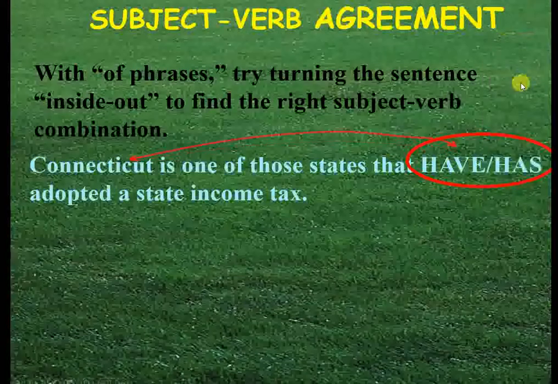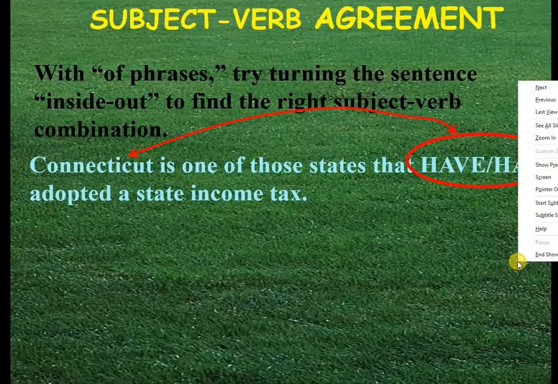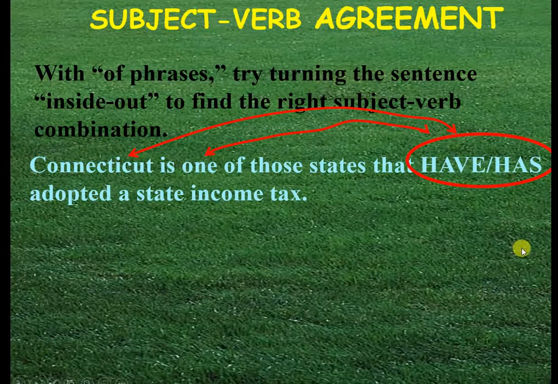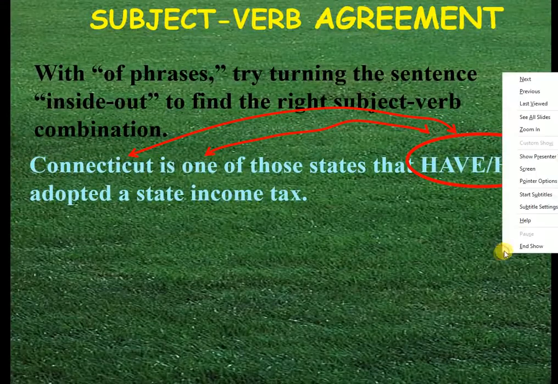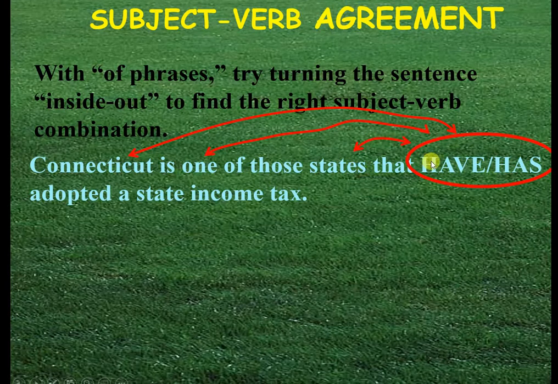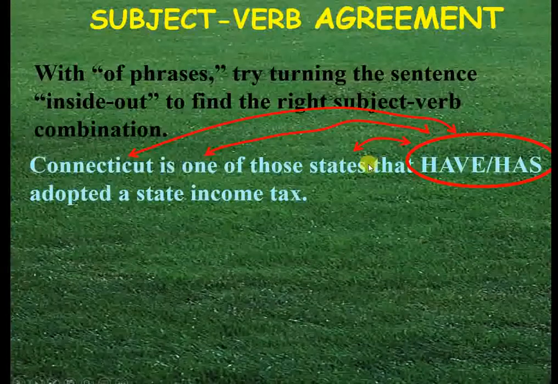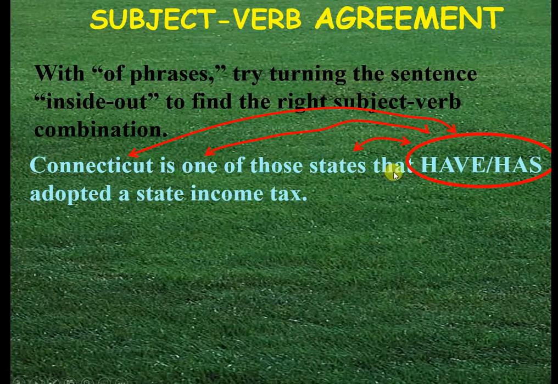This is a very advanced example. He doesn't tell us which one it is yet. His circle isn't clear, but his point is that Connecticut seems singular, and one seems singular, but states is plural. In this case, this is an adjective clause that describes the states, and this clause marker is the subject of the adjective clause, and it refers to and is tied to the object that it describes, and in this case the object that it describes is plural. So the answer is have.